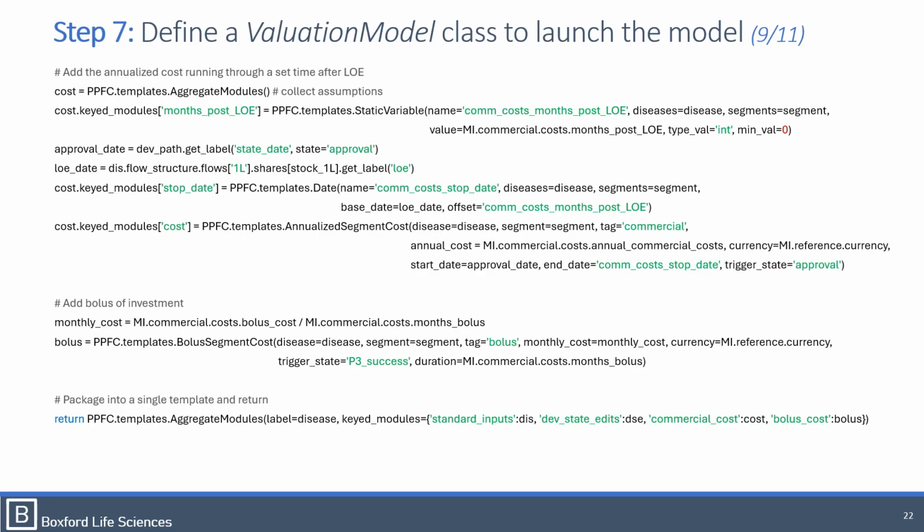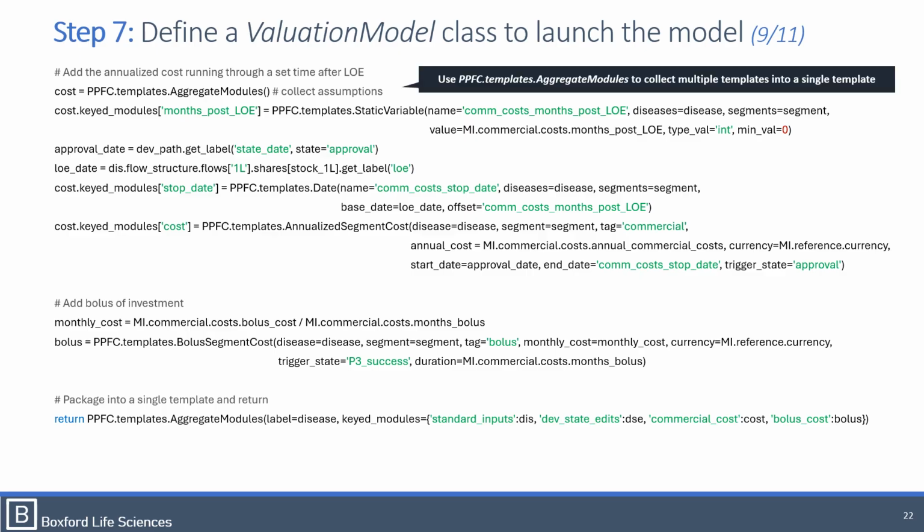We next add the cost structure to the model. We're going to have two costs that we're going to add. The first is going to be an annualized cost that's going to run from approval through some time after loss of exclusivity. Now we want to be able to modify the end date based on the assumptions in the model, so we need to define a static variable for the number of months that we continue commercial costs after loss of exclusivity, and we want to define a named date that defines when we stop commercial costs after that time.